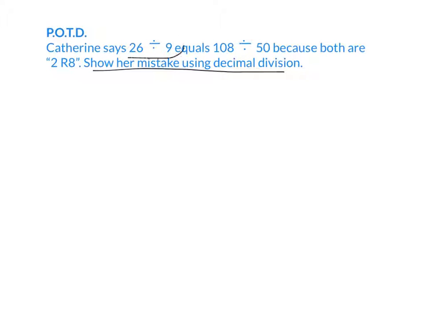Okay, and of course the important information are the two equations: 26 divided by 9 and 108 divided by 50. Okay, let's write it in standard algorithm. Let's do the first one first. 26 divided by 9. Okay, what's the whole? 26. What's the divisor? 9. So which one goes into the house? 26. Okay, so we'll do 26. And who's knocking on the door?